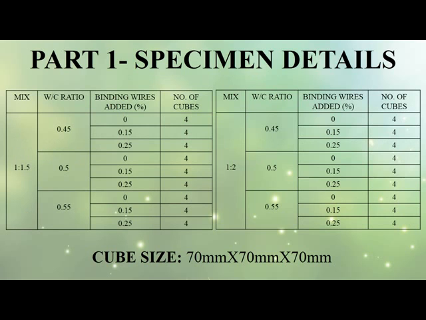Specimen details. Concrete cubes of size 70 mm by 70 mm by 70 mm are cast with two different mixes, varying with and without addition of fibers, and by varying water cement ratio as 0.45, 0.5 and 0.55. The total number of cubes cast is 72.